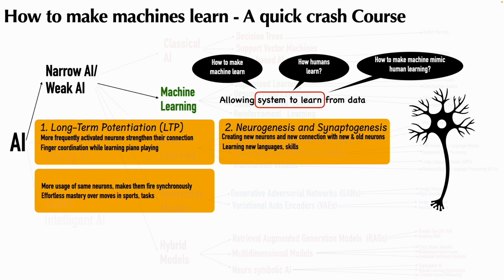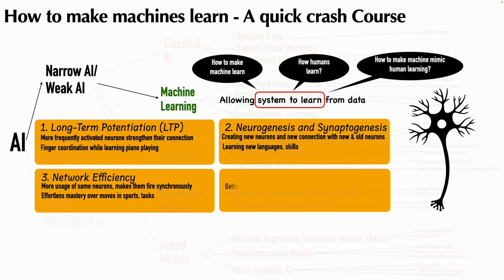So effortless mastery over moves in sports and tasks is associated with this phenomenon. It is called network efficiency. That is, the network between the neurons becomes more efficient at firing in a perfect synchronous order. And then there is a concept of getting rid of unused neurons and making optimal use of resources. That is, in a way, unlearning and forgetting the less used skills. The technical term is pruning, and chemical changes happen when you don't use a certain set of neurons.